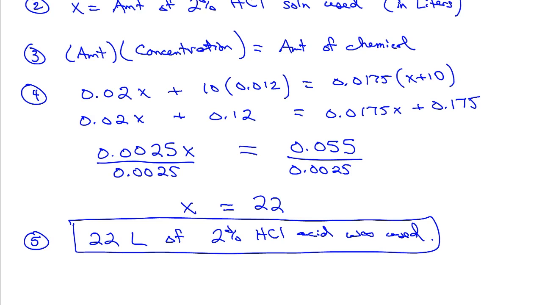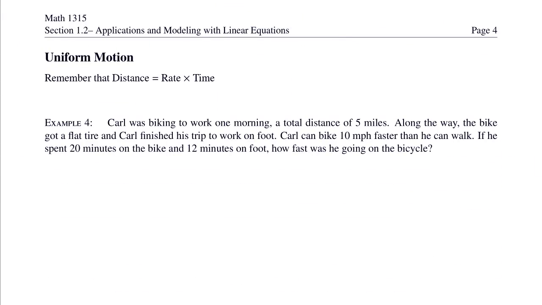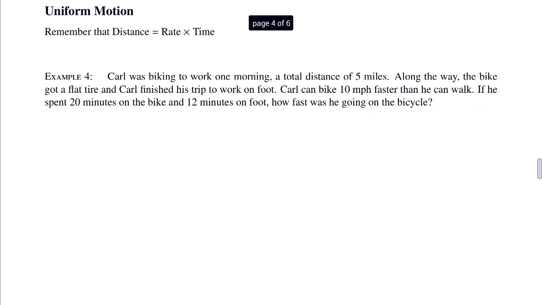Next, let's look at uniform motion. The key formula in uniform motion is distance is equal to rate times time. In example 4, we have Carl was biking to work one morning, a total distance of 5 miles. Along the way, the bike got a flat tire and Carl finished the trip on foot. Carl can bike 10 miles per hour faster than he can walk. If he spent 20 minutes on the bike and 12 minutes on foot, how fast was he going on the bicycle?